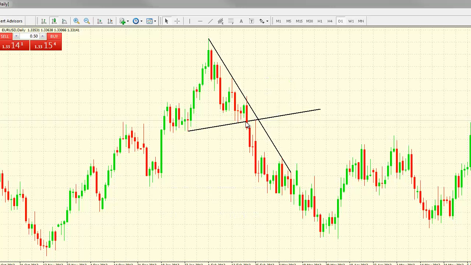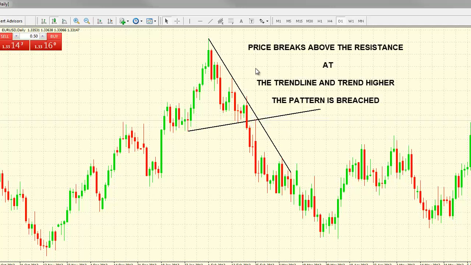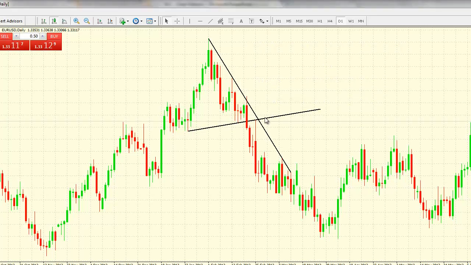Alternatively, if instead of breaking below the neckline, the price bounced back by taking support at the neckline and trended higher towards the trend line, breaking above it, then in this case, the head and shoulder top pattern would no longer hold good.